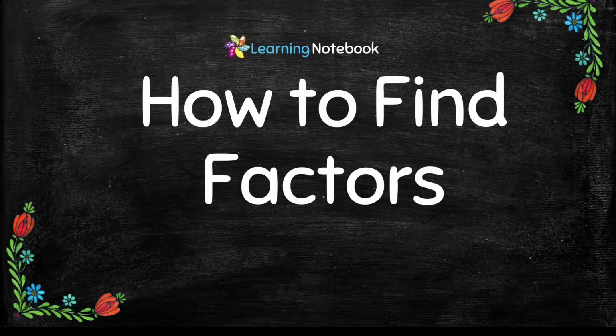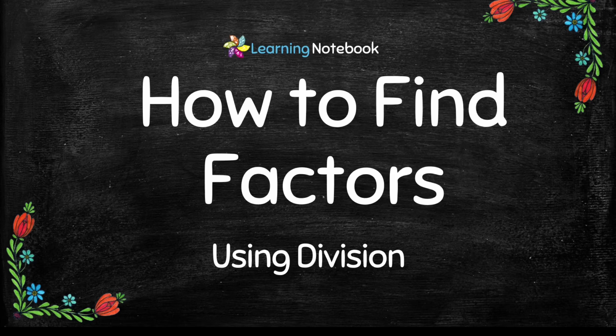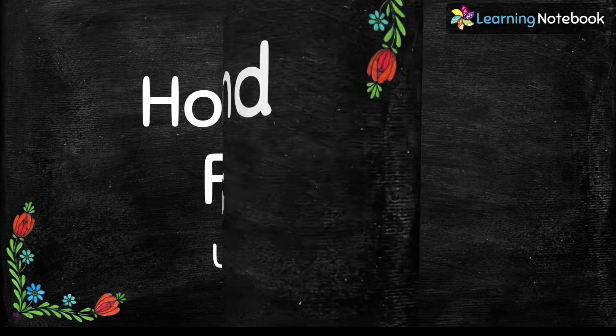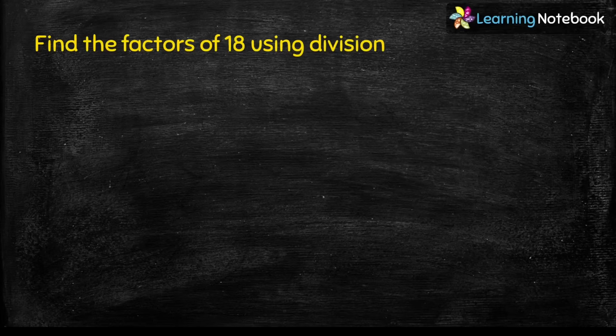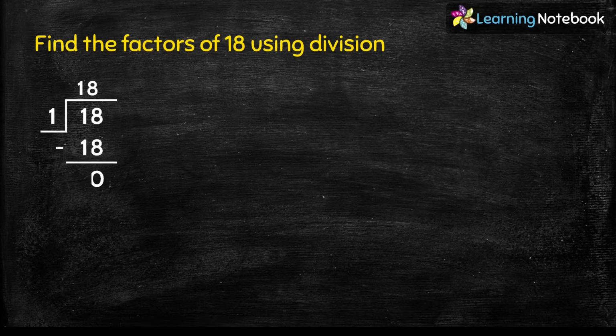Now let's see how to find factors of a number using division. Question is, find the factors of 18 using division. To find factors using division, we will divide the number by 1, 2, 3 and so on. So to find factors of 18, let's first divide 18 by 1. We get remainder equals to 0.